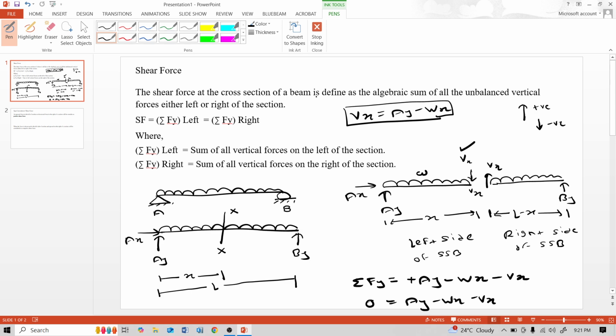The shear force at the cross section of a beam is defined as the algebraic sum of all the unbalanced vertical forces either left or right of the section. See here, on the right of the section, the right side of the beam, the vertical force BY minus W into x. So this is the shear force. Shear force is the summation of vertical reactions either on the left side of this cross section XX or on the right side of this cross section. Fy left is the sum of all vertical forces on the left of the section. Fy right is the sum of all vertical forces on the right side of the section.